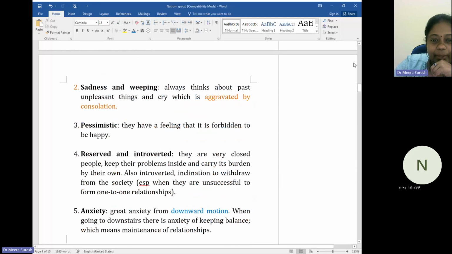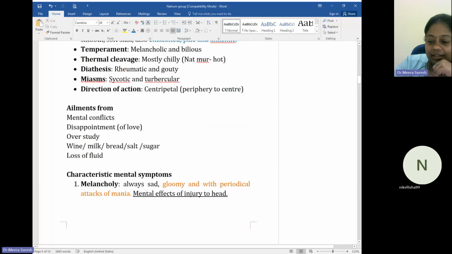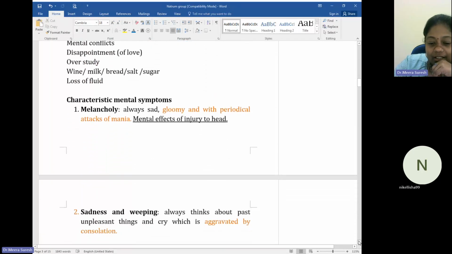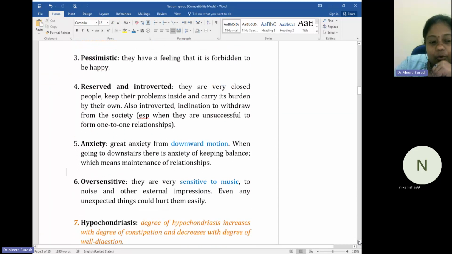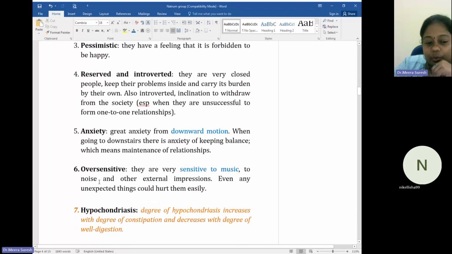So everything you see in the mental level, in the melancholy, the sad, gloominess, consolation aggravation, always crying, pessimistic, reserved, introverted, and only something that will be different will be oversensitiveness. Anxiety from downward motion. This is more in Borax actually, not the Natrum group per se, but the Borax. It is more anxious. But we can see in Natrum group the anxiety to maintain relationship. That is they are having.